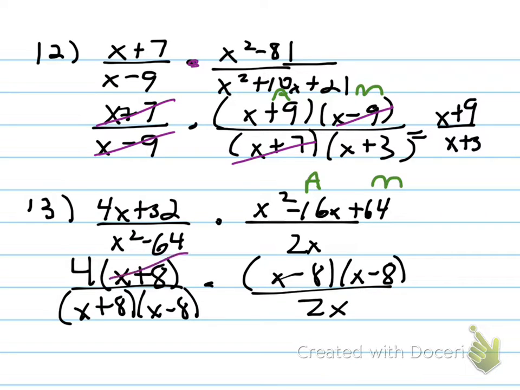So I've got x plus 8 over x plus 8, x minus 8 over x minus 8, and 4 over 2, which is 2. What is left? 2 times x minus 8 over x. And that's 5.2.